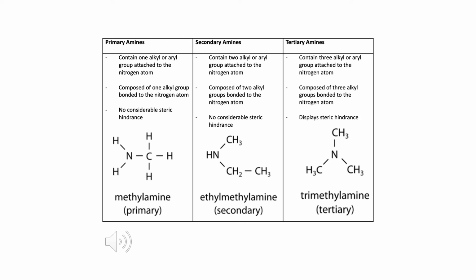Lastly, tertiary amines contain three alkyl groups attached to the nitrogen atom. Composed of three alkyl groups bonded to the nitrogen atom, this displays steric hindrance. Now, looking at the molecular structure, we can see that trimethylamine displays three alkyl groups attached to the nitrogen atom, which is why it is a tertiary amine.